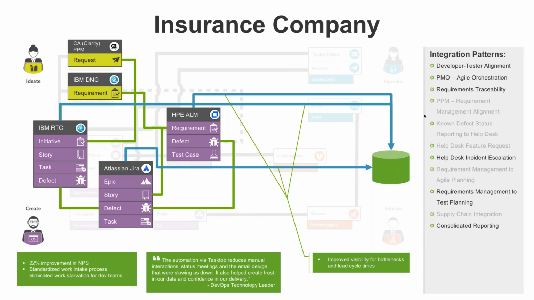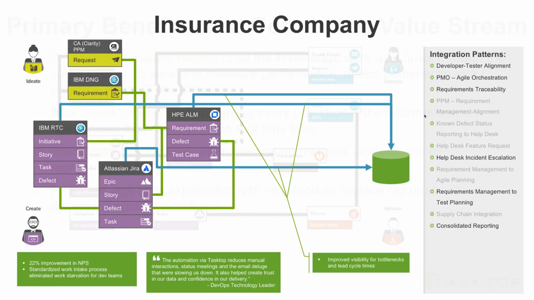Interestingly, the result that they saw in their organization, because they had a connected value stream, was a 22% improvement in their Net Promoter Score. So fundamentally, people are happier when they're not bogged down by inefficient practices or forced to use tools that they don't want to use. I'll read the quote: the automation via Tasktop reduces manual interactions, status meetings, and the email deluge that were slowing us down. It also helped create trust in our data and confidence in our delivery. And again, they're using the consolidated database to then be able to measure lead times and search for bottlenecks and areas for improvement.